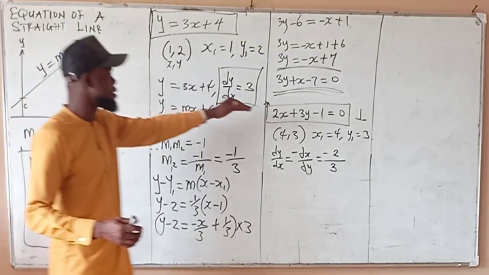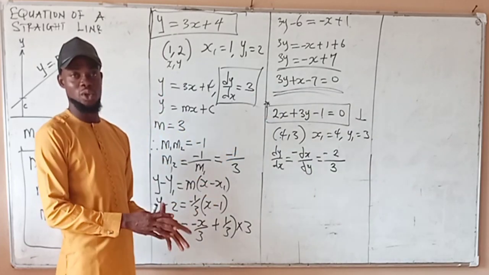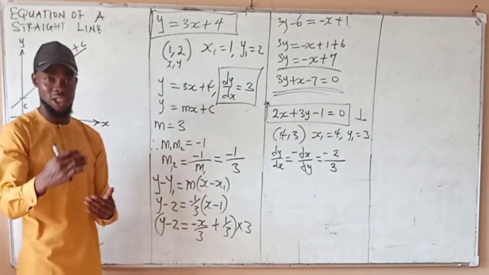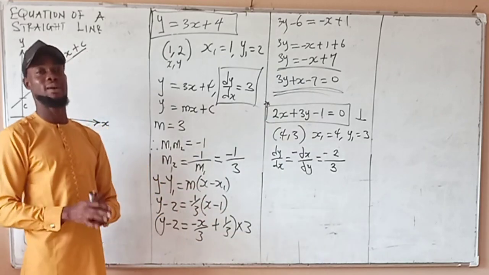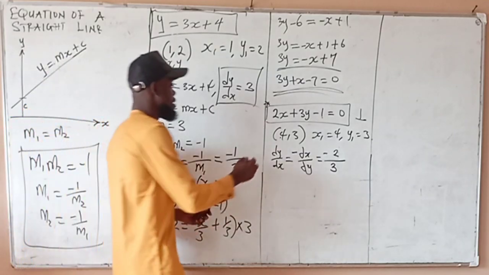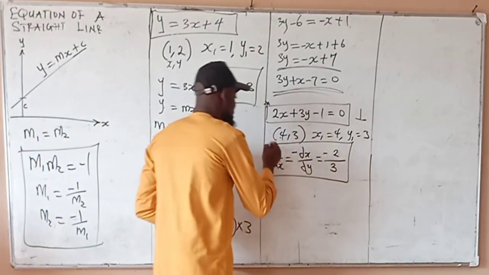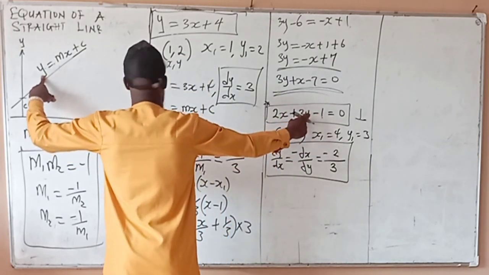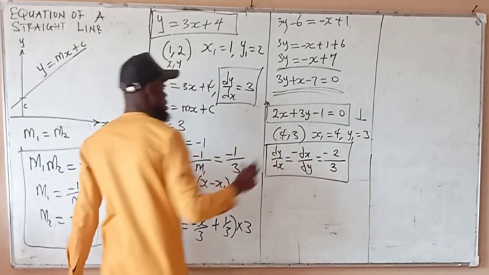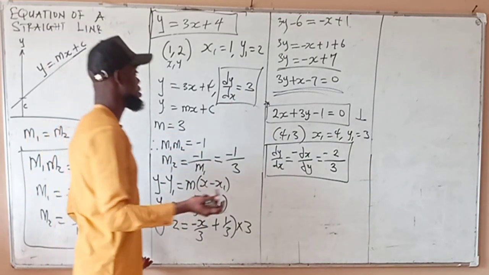If you don't know how to do implicit differentiation, you can go back to our videos. It's here, it's there. Just check for implicit function or full topics in calculus. Or if you don't want to do the gradient this way, the other way to do it is to make y the subject of the formula and compare this to this. So now we make y the subject of the formula.